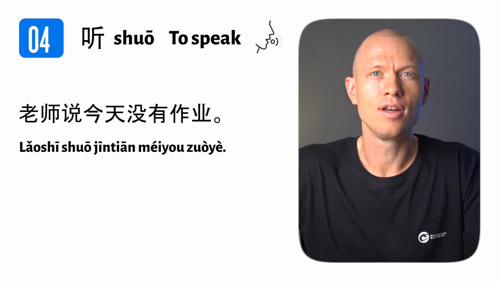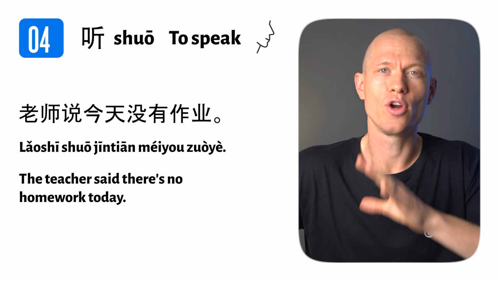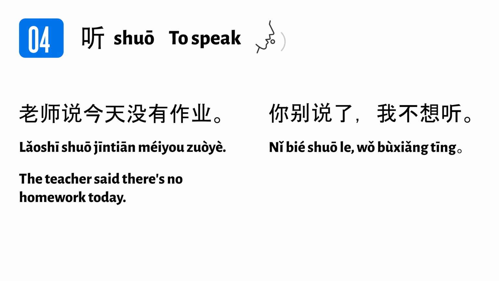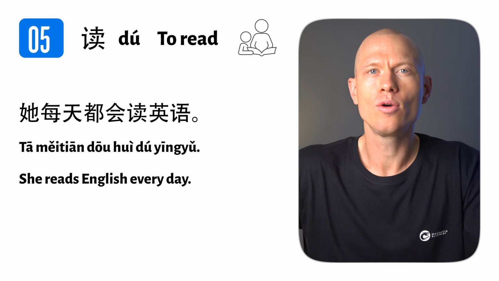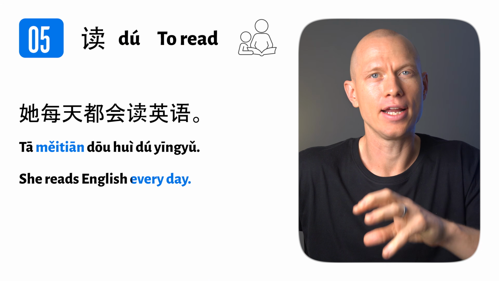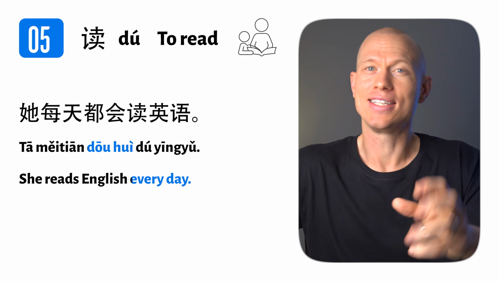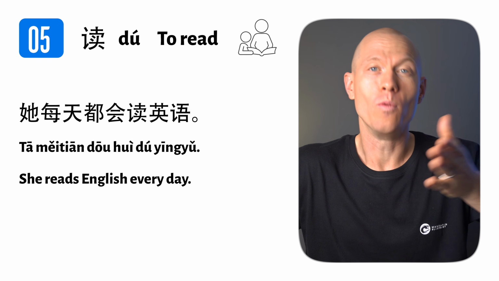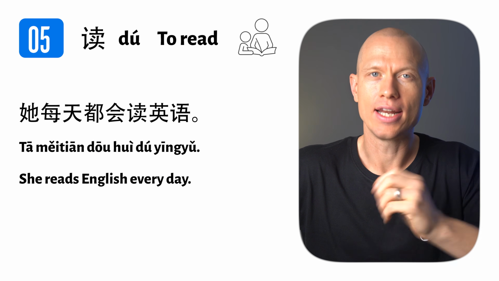Next, 说, 老师说今天没有作业. The teacher said there's no homework today. 你别说了，我不想听. Stop speaking, I don't want to listen. Next, 读, 他每天都会读英语. 他, she, 每天, every day, 都会. That basically says every day will or does read English. That 会 is used when you intend to do something in the future. We'll probably come across it again in today's video.